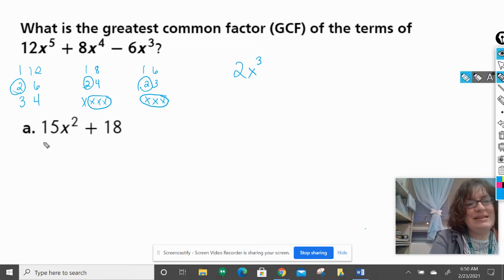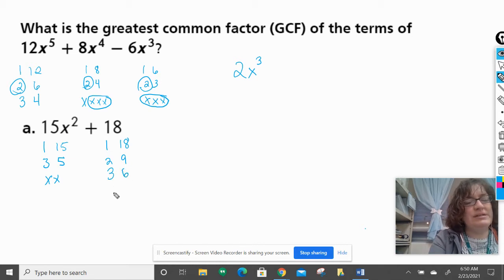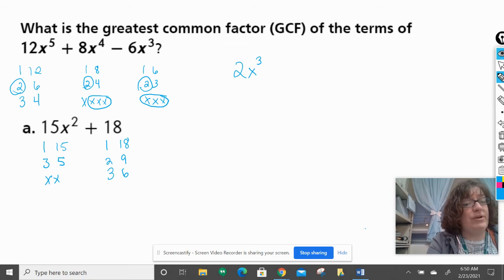All right, so listing these out, 1 and 15, 2 doesn't work, but 3 times 5 gets me 15. 4 doesn't work, and I'm back to 5. And then I've got x times x. 18, I would say 1 and 18, 2 and 9, 3 and 6, 4 doesn't work, 5 doesn't work, and I'm back to 6. And no x's over here.